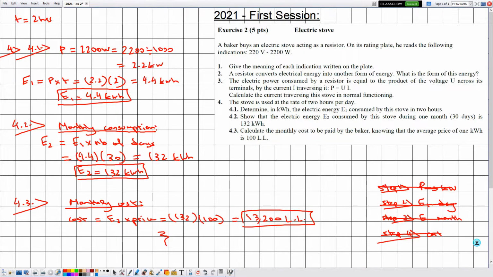Now after we have done these steps, now we can erase these, and because they are not considered as part of the answer.